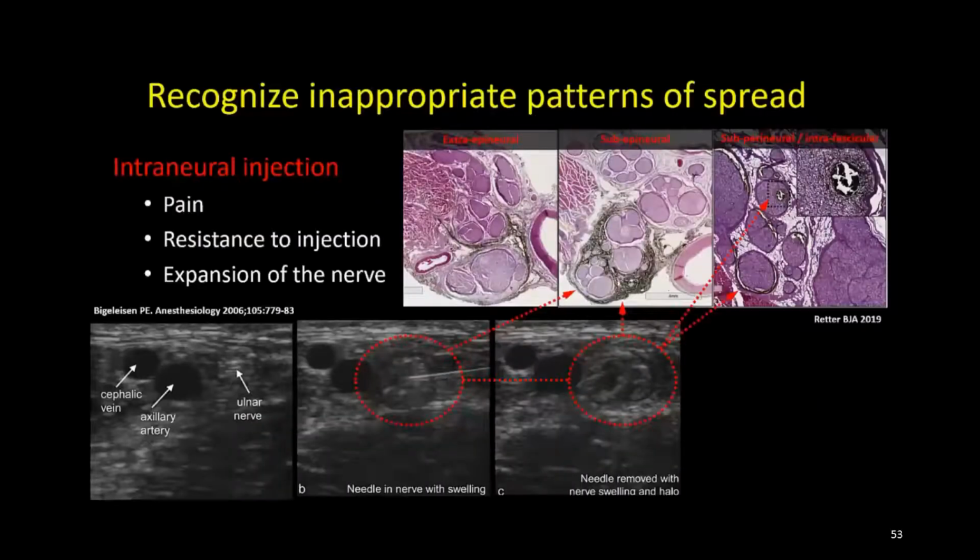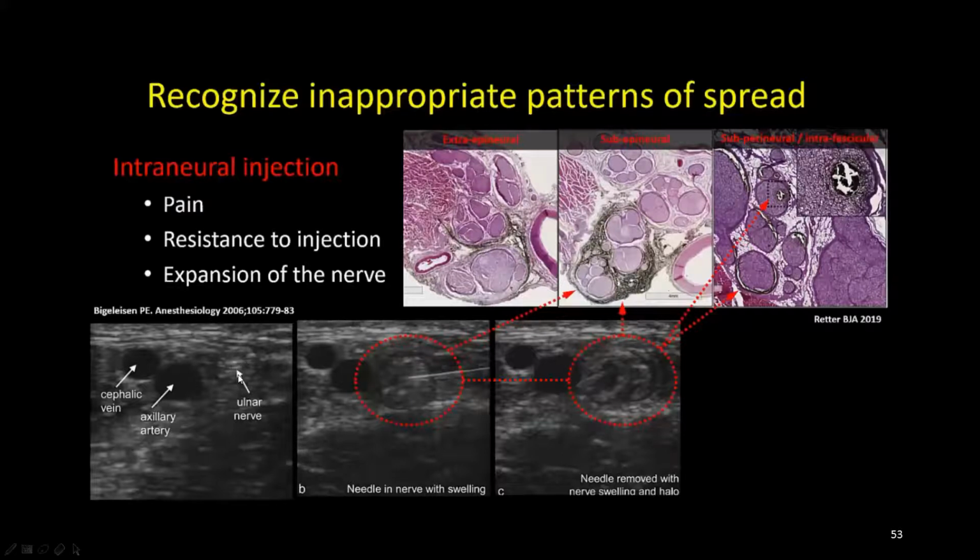So how will we know that the drug that we have given is in the appropriate position and it's not an intraneural injection? Generally, the patient can complain of pain, and along with that, while injecting the drug, we'll feel a resistance to the injection. And along with that, we can always see expansion of the nerve. Not around the nerve where the drug should actually be, not expansion of that area where the drug should actually expand, but we will see the expansion inside the nerve.